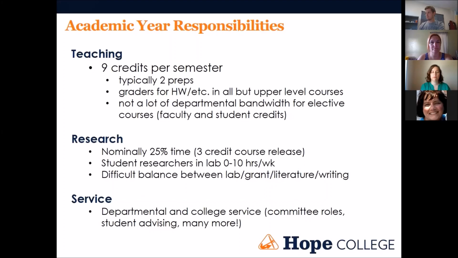During the academic year, nominally 25% of my time is research. I try to manage my schedule so that it stays approximately that, maybe even a little bit more. I try to have student researchers in the lab when I can, although balancing everybody's schedule is challenging. And I knew this going in, but balancing, in nominally 25% of your time, lab work, writing grants, keeping up with the literature, and writing papers is a difficult balance during the semester. That's the common theme I hear from colleagues and from people at other PUIs, one of the things they find really challenging during the academic year.